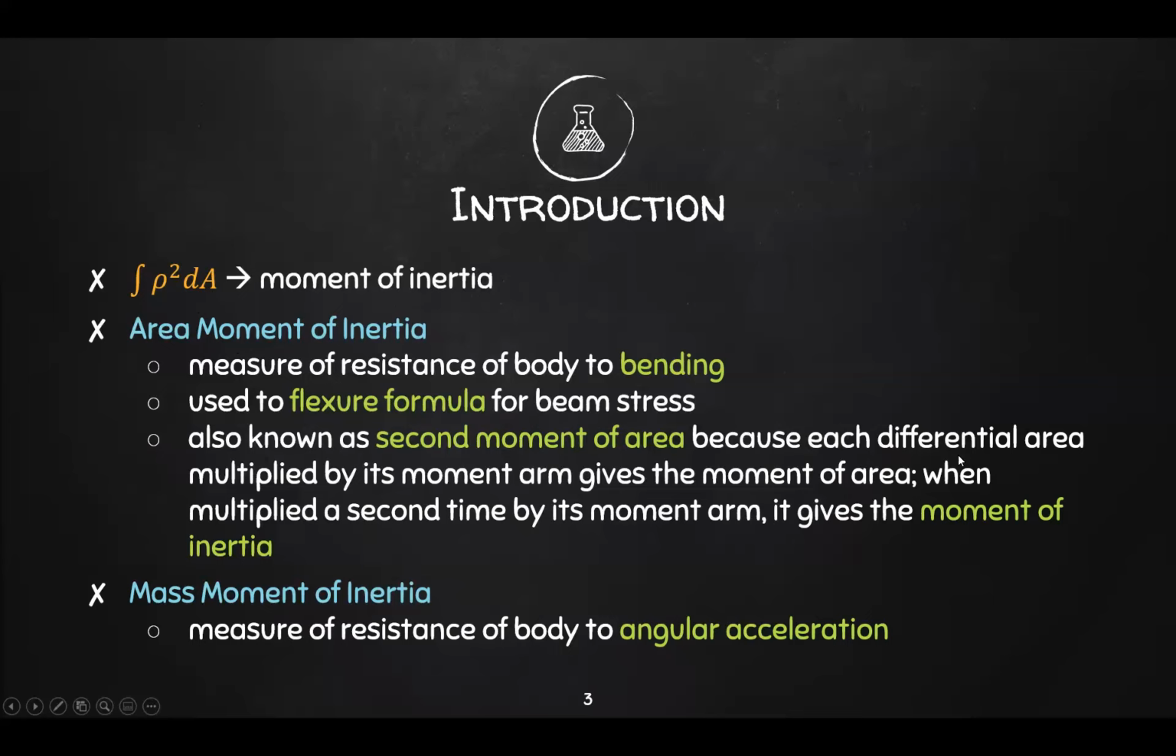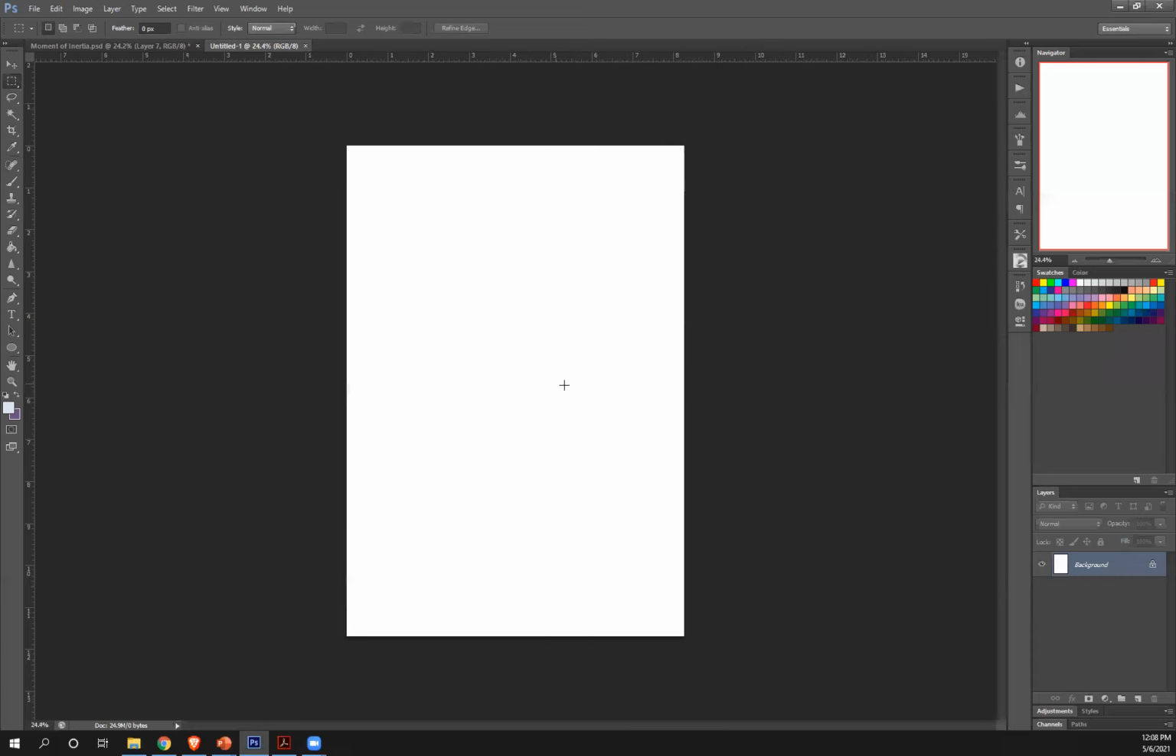Why? Because each differential area multiplied by its moment arm gives the moment of area. When multiplied a second time by its moment arm, it gives the moment of inertia. So to explain, let me show what happens.